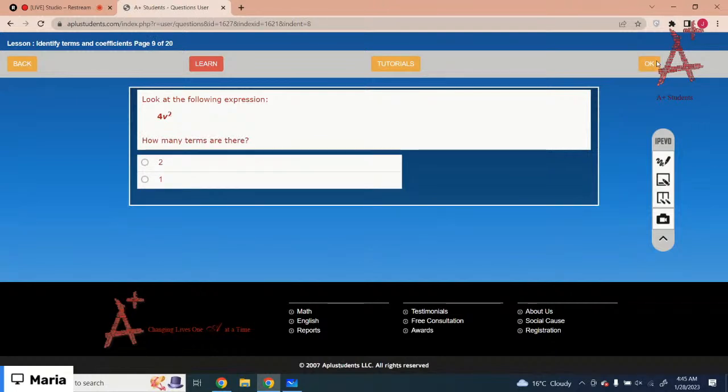Okay, look at the following expression. How many terms are there? 4v square. How many terms are there? Just one term. Got it? 4v square is just one term. So the correct option is 1.